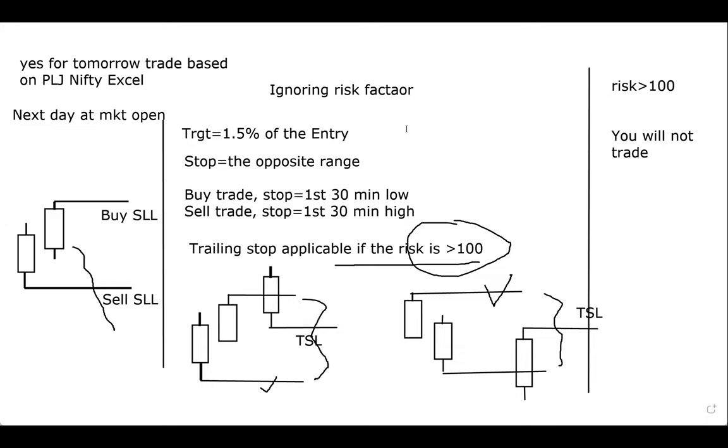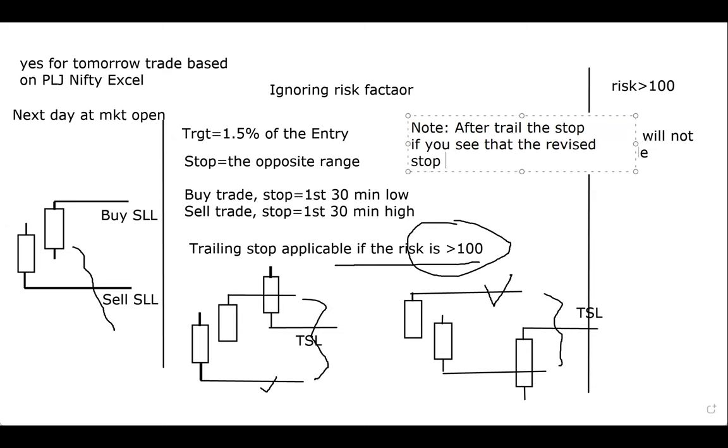One point we need to understand here, after this is a note you should follow. After you trail the stop, if you see that the revised stop is less than 20 points, make the stop at least 20 points. So once you trail the stop loss, you see that now your current stop loss is only 10 points. Don't make your stop loss too tight. In that case, you will place the stop loss at a 20 point difference from the entry.